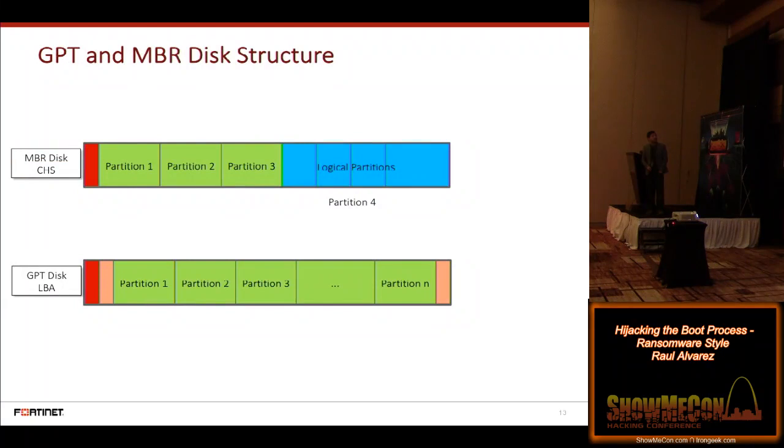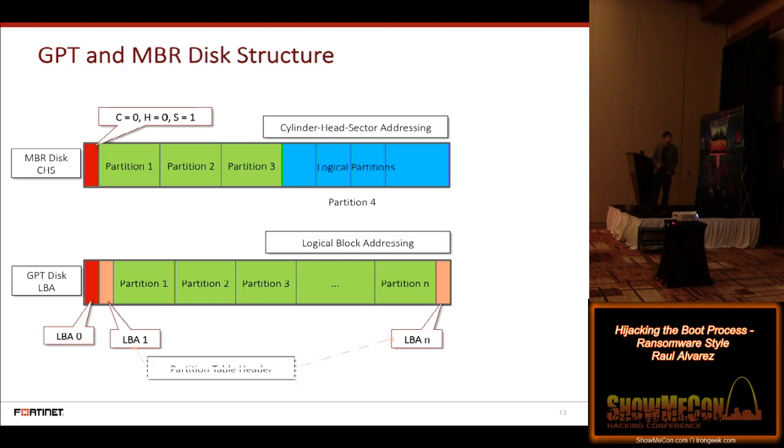This is now the structure of your GPT and MBR. The MBR system uses CHS, cylinder head sector addressing. The GPT uses LBA0, LBA1, which is almost the same. If you can see this, this is your master boot record. This is the protected MBR, and the information for the GPT is here.